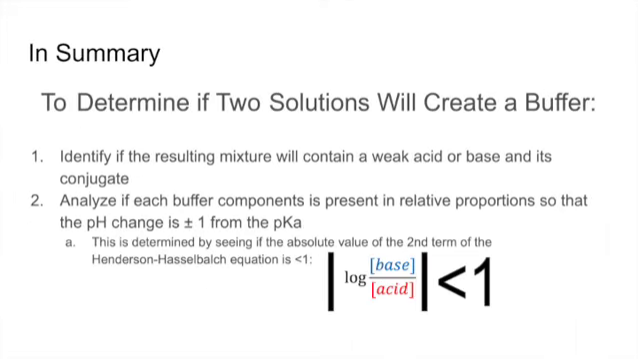In summary, to determine if two solutions will create a buffer, you must first identify if the resulting mixture will contain a weak acid or base and its conjugate. Then, you must analyze if each buffer component is present in relative proportion so that the pH change is plus or minus 1 from the pKa. This is determined by seeing if the absolute value of the second term of the Henderson-Hasselbalch equation is less than 1. That is, the absolute value of the log of the base concentration over the acid concentration is less than 1.